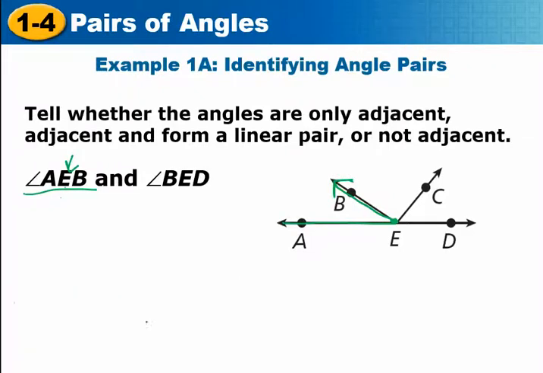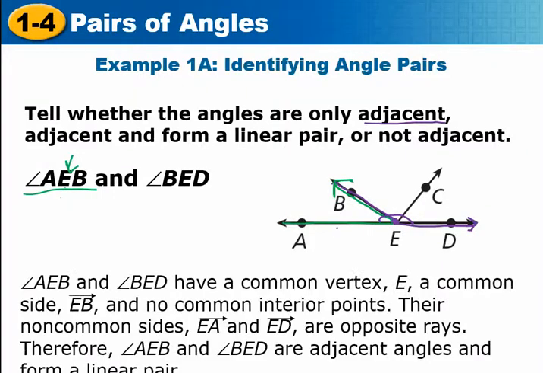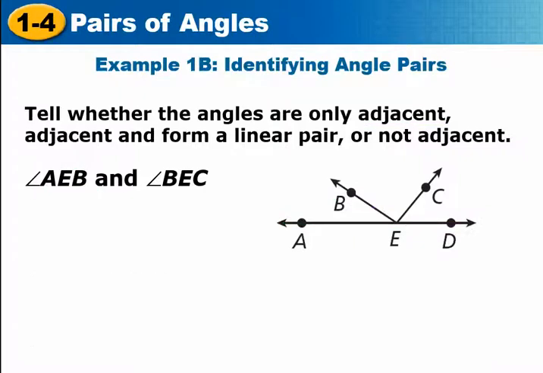The other angle that we're looking at is BED. Well, same vertex, E, but this time, this purple one, I'm going to draw it in purple. So did they share a side? They did. They shared side EB. So they're definitely adjacent. Do they also form a linear pair? Did they make 180 degrees when we add them together? They do. So then they are adjacent angles and they form a linear pair.